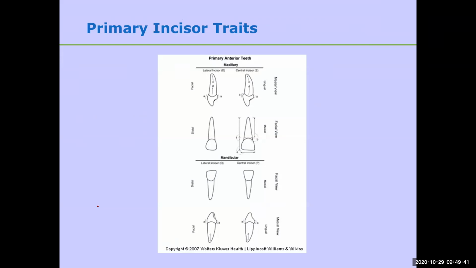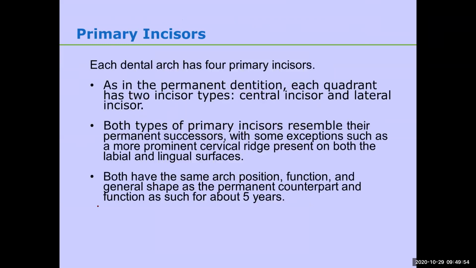They're very curvy. The roots have a facial bend to them. There's no mamelons that are being shown. So you've got 4 primary incisors, maxillary, mandibular.